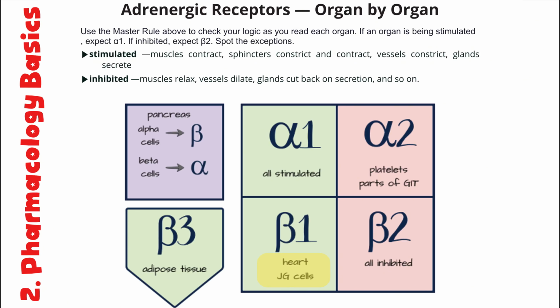Juxtaglomerular cells release renin when stimulated. Renin kicks off the whole angiotensin cascade, ending in vasoconstriction and rising blood pressure. That's exactly the pathway ACE inhibitors interrupt downstream, which is why they lower blood pressure.